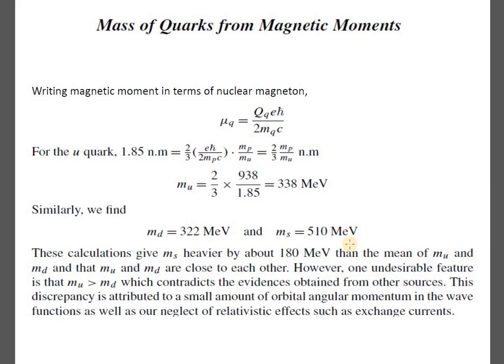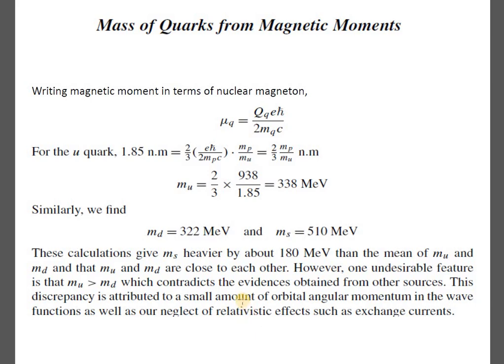As I was telling before, these calculations give the S quark mass heavier by about 180 MeV than the mean of Mu and Md, and also Mu and Md are close to each other. However, one undesirable feature is this: Mu is greater than Md, which contradicts the evidence obtained from other sources. This discrepancy is actually due to a small amount of orbital angular momentum in the wave functions, as well as our neglect of relativistic effects such as exchange current.